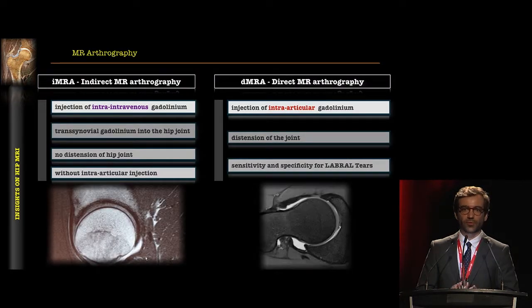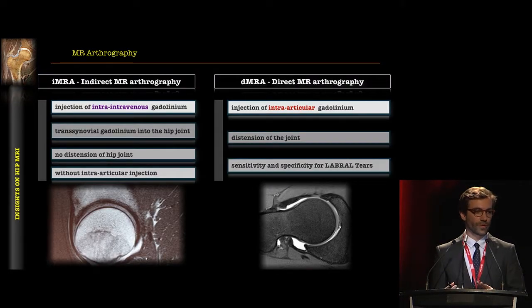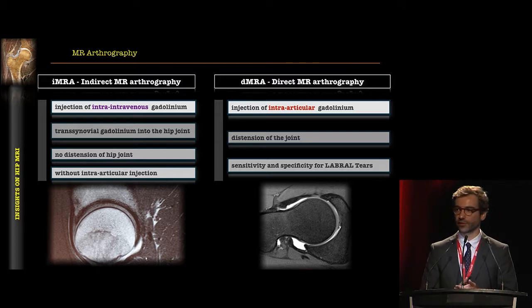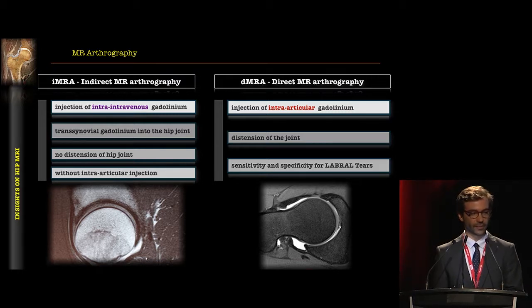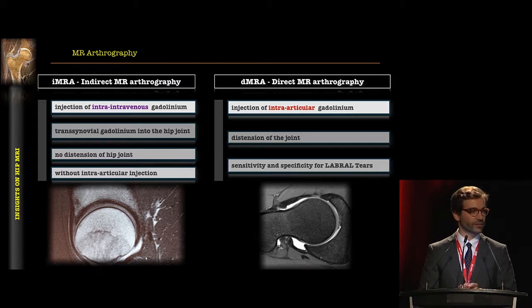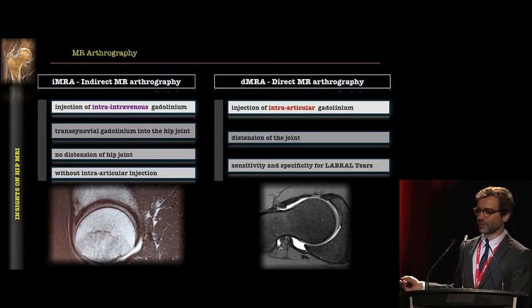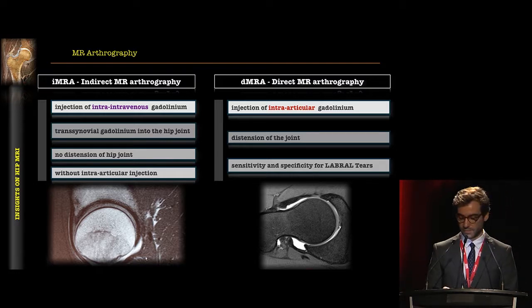We also perform arthrographies, and there are two ways to do this, an indirect and a direct way. The indirect way is performed by intravenous injection of gadolinium that will go into the hip joint by a transsynovial route, without the need for any intra-articular injection. That's the way the patients prefer. We prefer the direct way, where we inject intra-articular gadolinium under fluoroscopic guidance, because we get good joint distension and better accuracy on labral lesions.